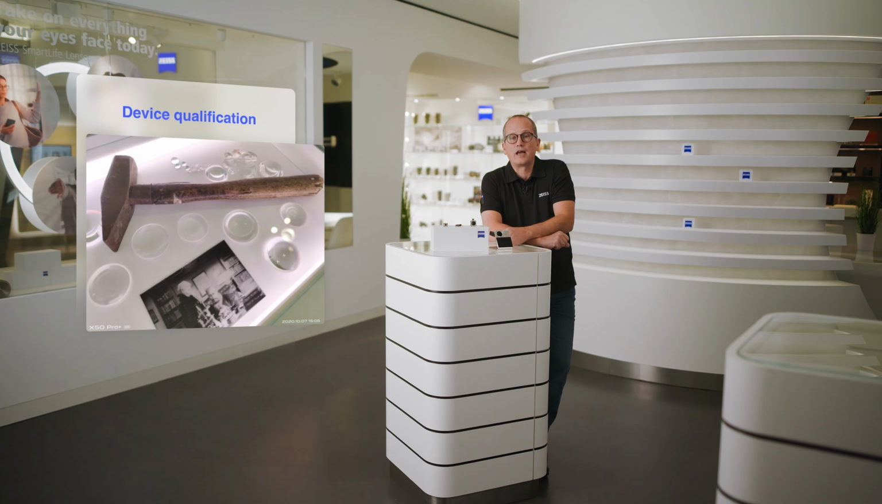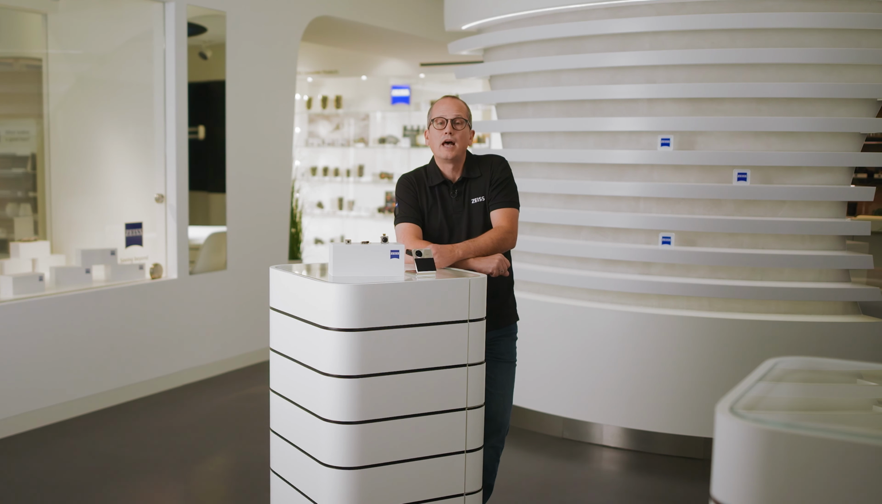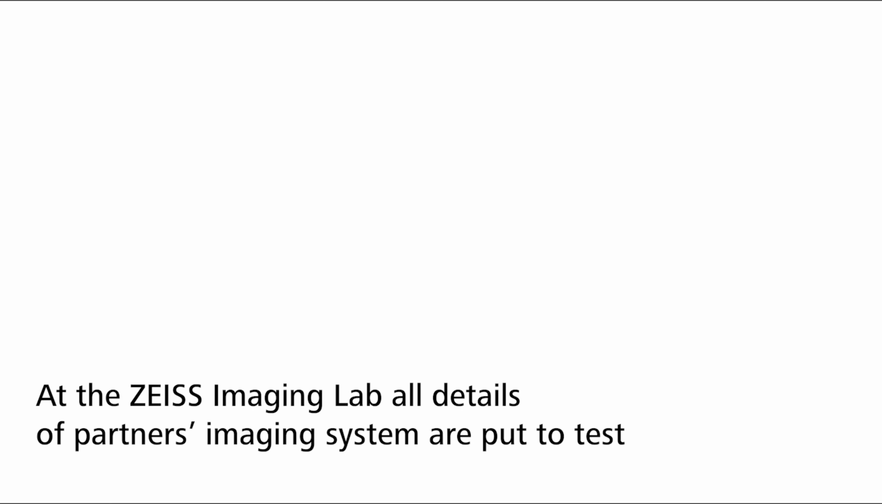What you see now is quality assurance of Carl Zeiss in early days. Carl Zeiss used a hammer to smash optics where he was not satisfied with. You can imagine that this is not really suitable for modern times. And I want to show you in a short video what we are doing nowadays in a Zeiss imaging lab.